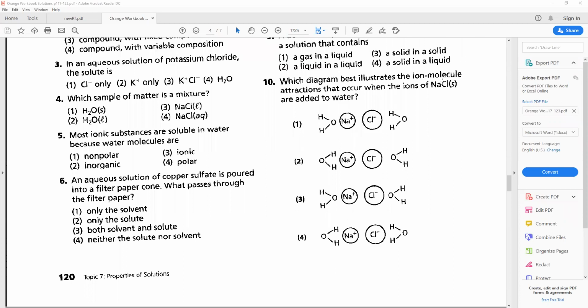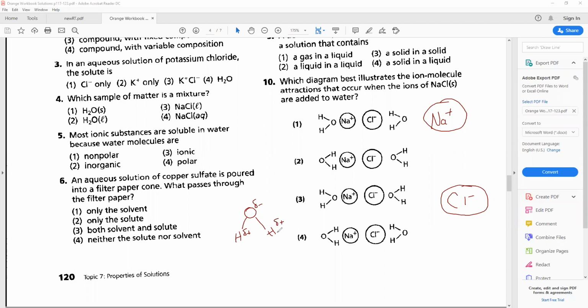Number 10, we have NaCl. We talked about it on the blue workbook homework. NaCl is an ionic compound. If it's ionic, it breaks down to the ions. What are the ions? Na plus and Cl minus. What do I know about water? Water is polar. Which one is more electronegative? Oxygen. That's why it has a partial negative and a partial positive. Opposites attract.